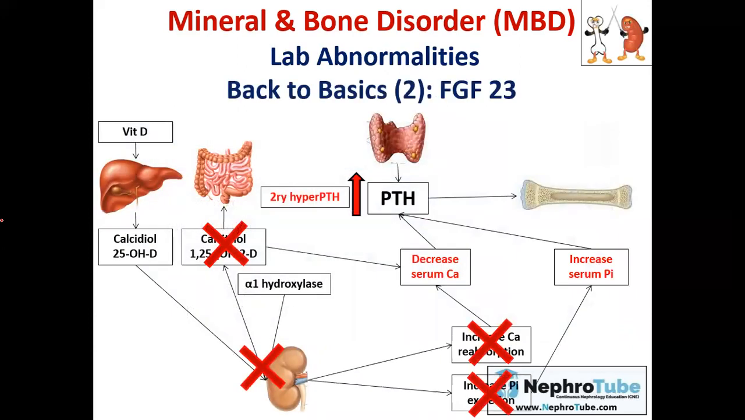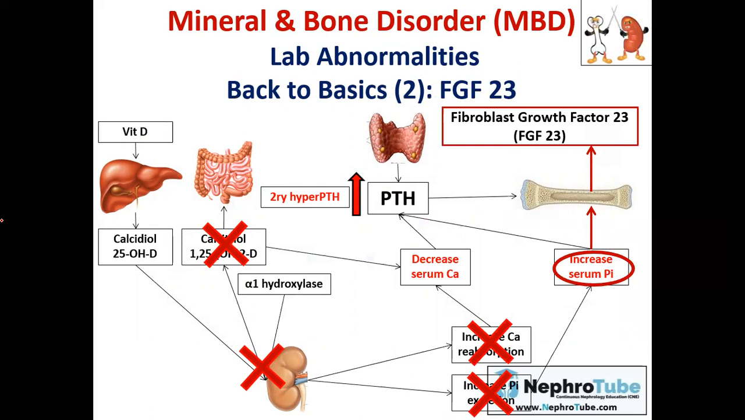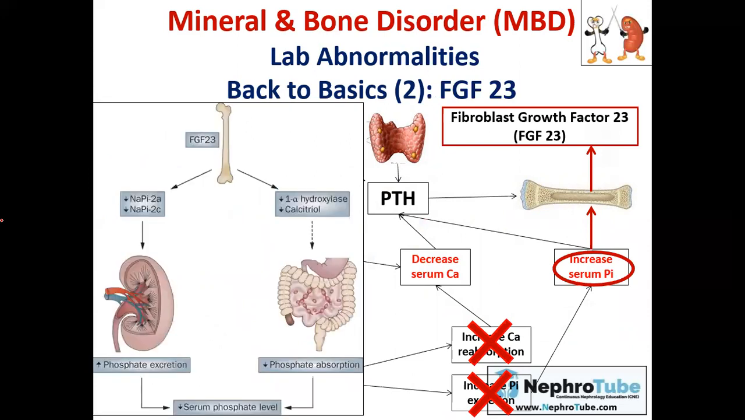What about what is called FGF23, fibroblast growth factor 23, and what is its relation to the CKD-MBD? Back to basics, what normally happens in our body? Increased phosphorus in the serum stimulates some bone-specific cells, which will cause release of fibroblast growth factor 23.